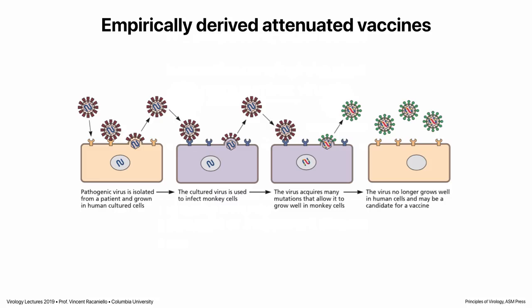And this has historically been done empirically. What do I mean by that? You take a virus and you grow it in a different cell. So here we have a human virus. We grow it in an animal cell. And we do that multiple times. We take the virus that comes out, we reinfect those cells. And along the way, you select for viruses with mutations that reduce the ability to grow in human cells, that grow better in monkey cells, and don't cause disease in humans. And this used to be done just empirically, passaging viruses in different ways and testing to see if they lose their pathogenesis. Now we can do this in a more directed way.